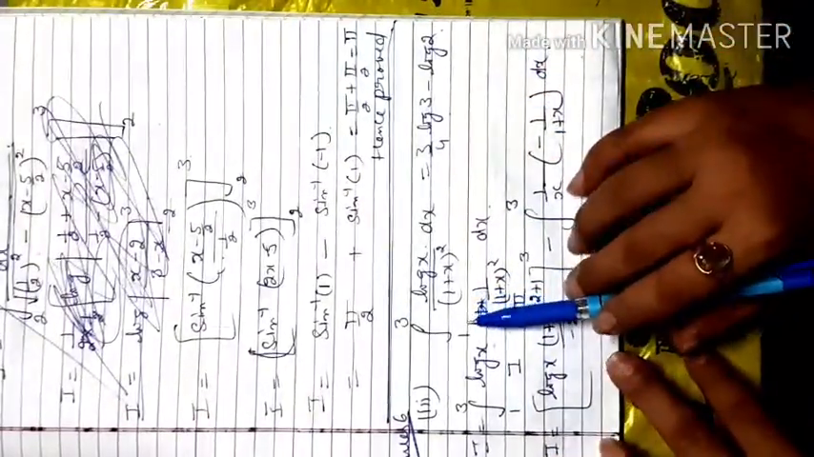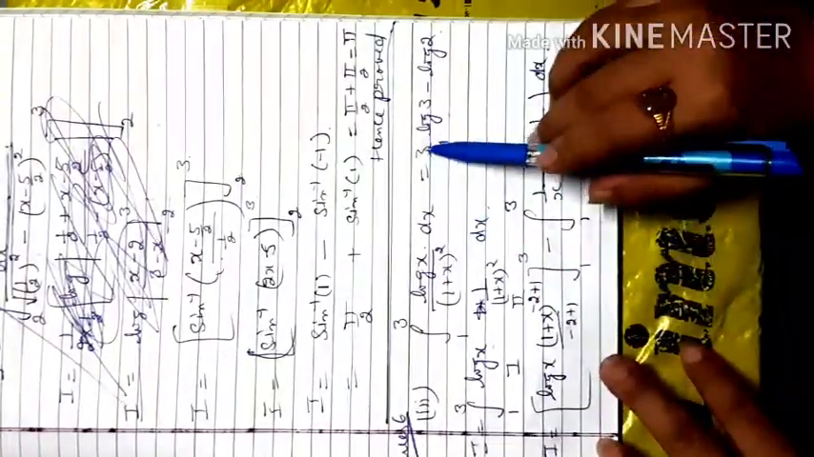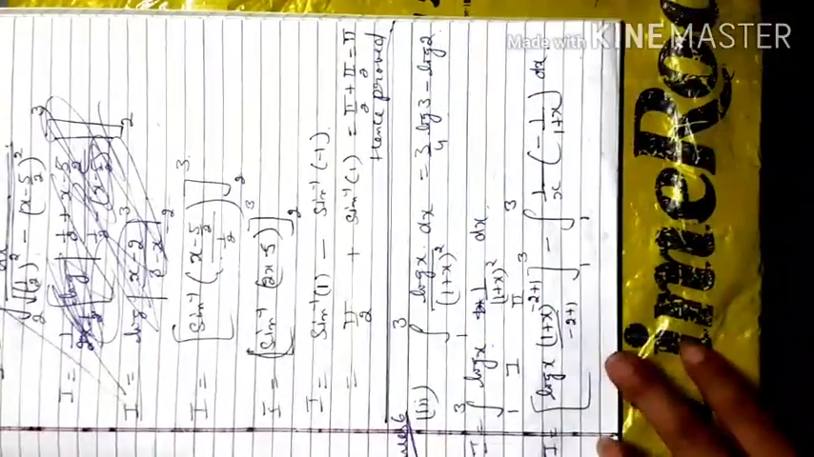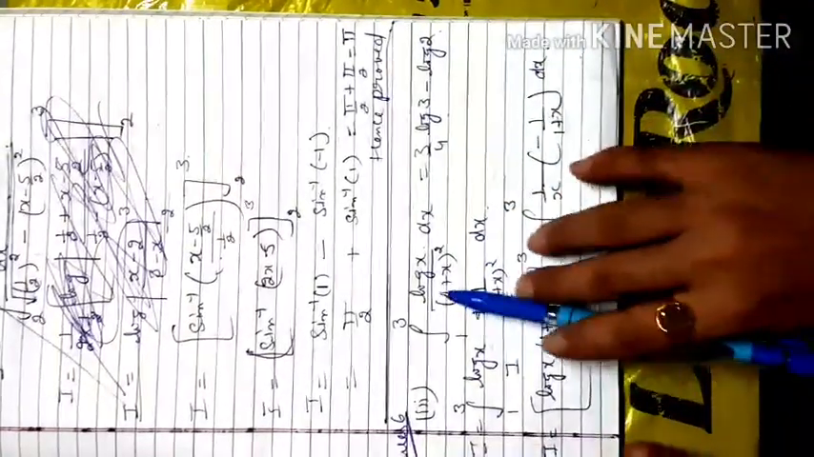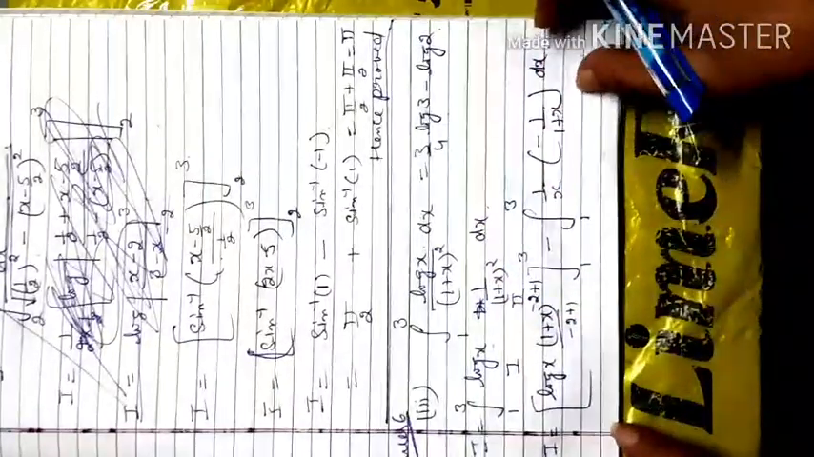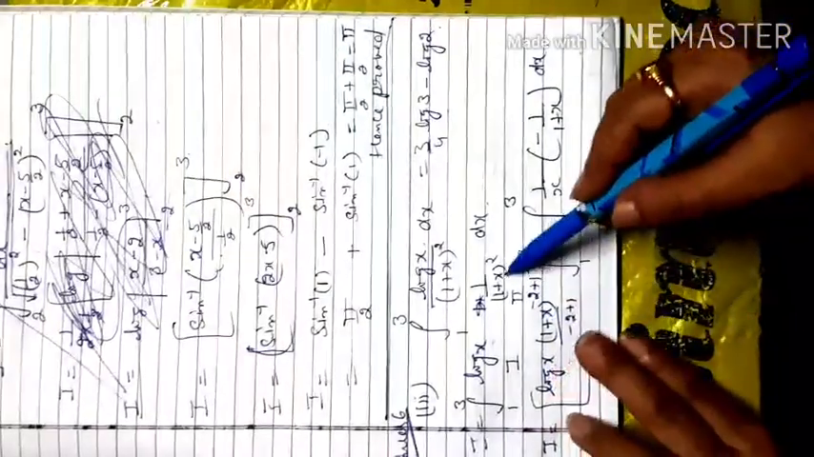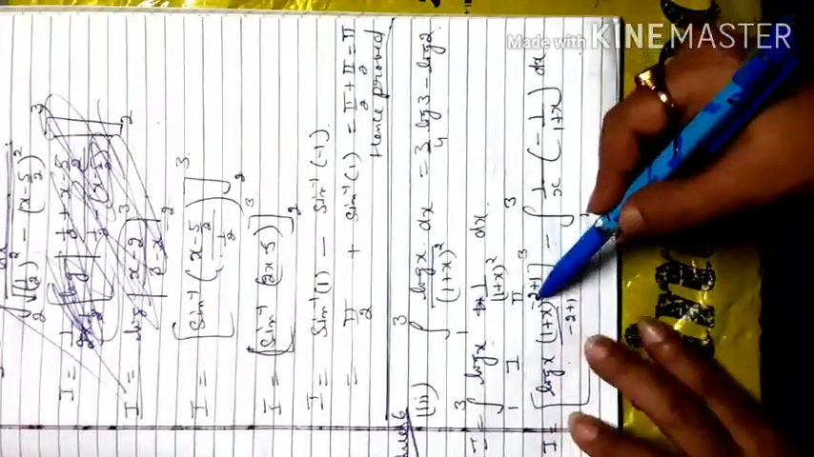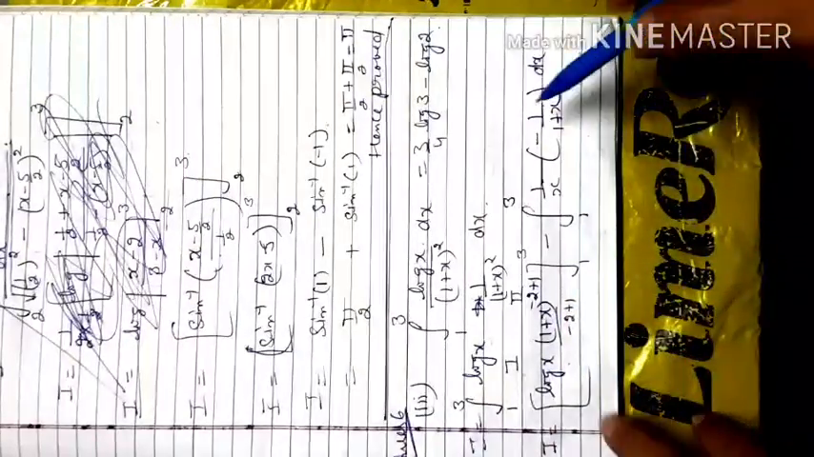Next is sixth question, third part. Integral from 1 to 2 of log x upon 1 plus x square dx, 3 by 4 log 3 minus log 2, that you have to prove. In this question you have to go with integration by parts. Log x will be considered as the first function. 1 upon 1 plus x square will be considered as your second function. Log x, keep it outside, and integration of 1 by x square is minus 2 plus 1, that becomes minus 1 upon x.